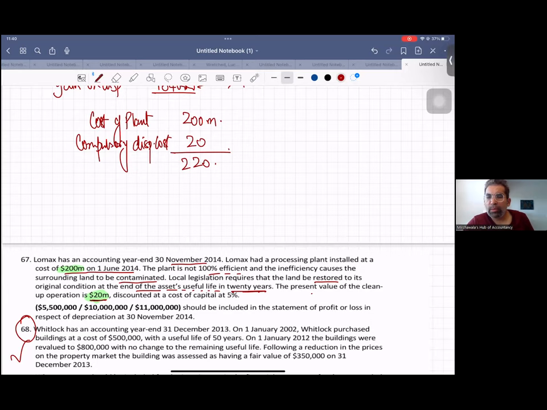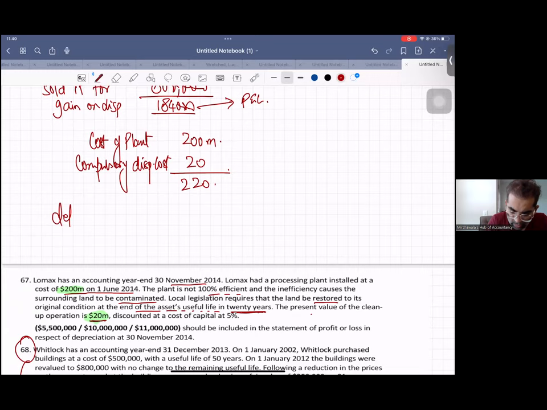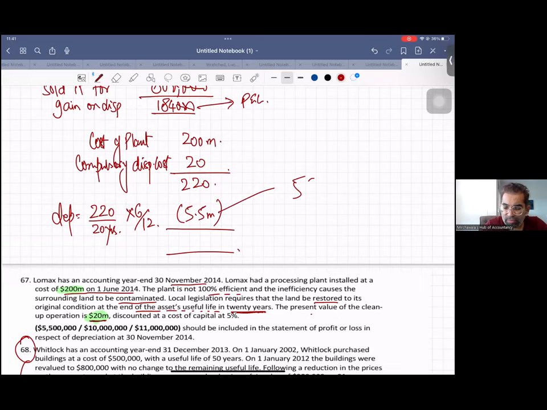So my dear students, 220 million is the cost. And now what is the life? Life is 20 years. So the depreciation will be 220 divided by 20 years per year. And you have only 6 months before the year end. So it will be 11 multiplied by 6 upon 12, which is 5.5 million, that is 5,500,000.